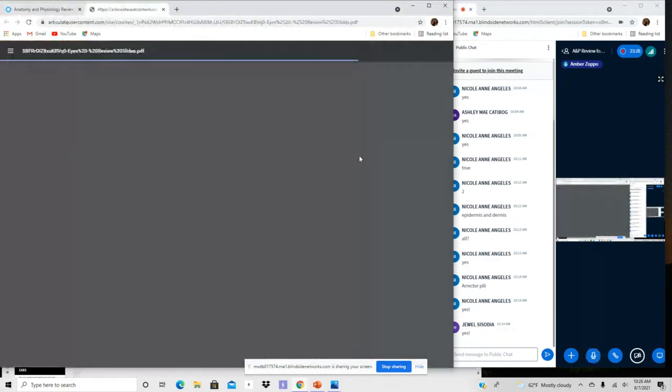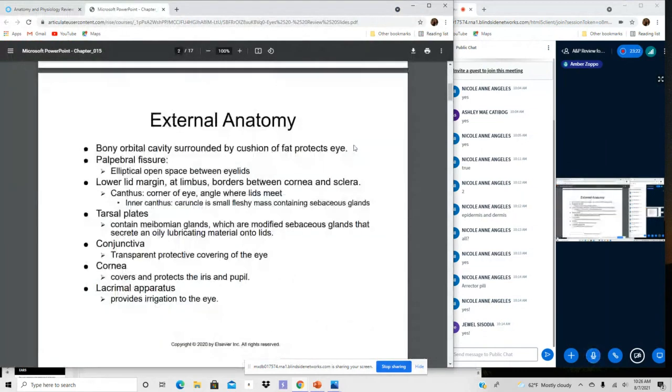So first we're going to start with the eyes. So the external anatomy of the eyes, it's a bony orbital cavity surrounded by a cushion of fat which protects the eye. There's the palpebral fissure, which is the elliptical open space between the eyelids, and there's the lower lid margin at the limbus, which borders between the cornea and sclera. The canthus is the corner of the eye, and it is the angle where the lids meet. The inner canthus is the caruncle, a small fleshy mass containing sebaceous glands.